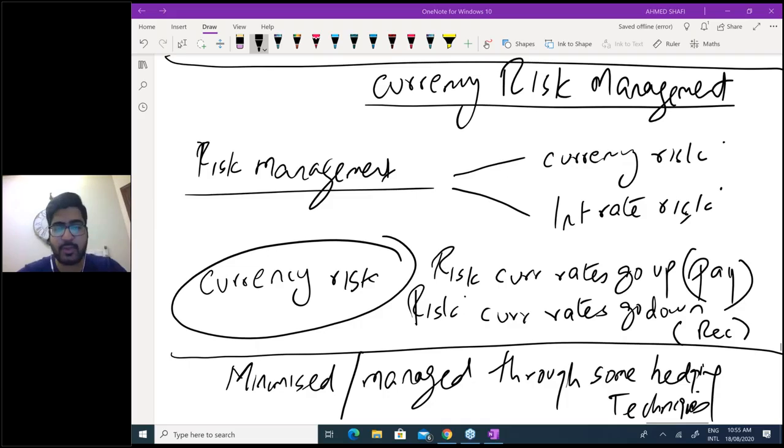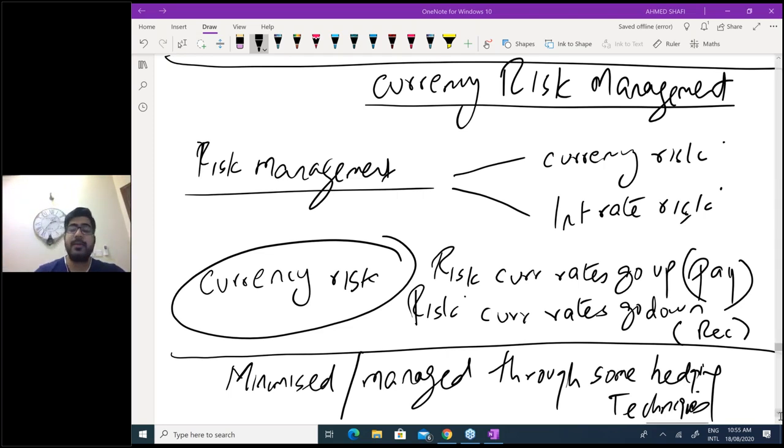So anyways, back to the topic. I was saying that before starting currency risk management, I'm talking about what exactly currency risk is. Currency risk is the risk that when you have to pay someone, the rates go up, and when you have to receive from someone, the rates go down. This happens because currency rates keep on fluctuating. There is absolutely no chance that currency rates stop moving. So this risk cannot be prevented. It can only be minimized or managed through some hedging techniques.